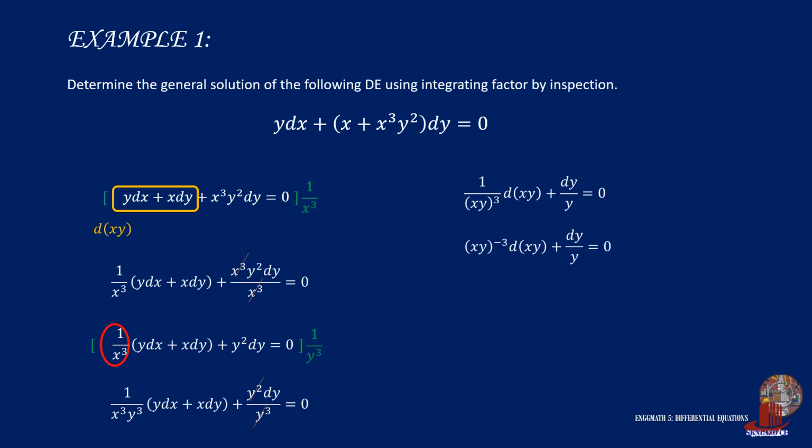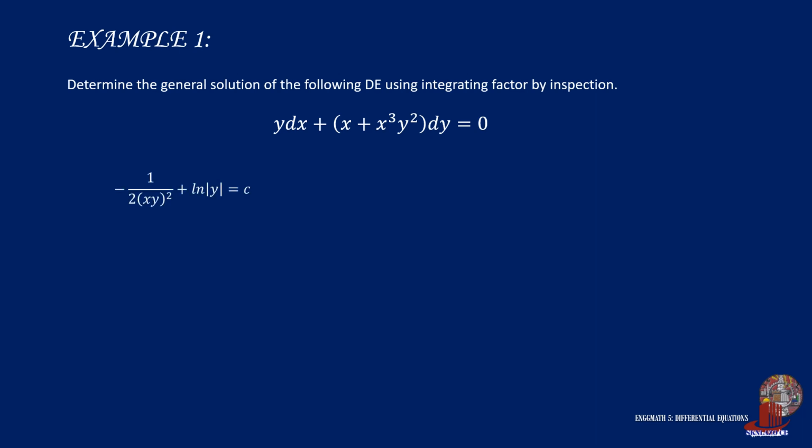So as not to get confused, let's simplify xy. If we let u equal to xy, the integral of u du is u squared all over 2. So the integral of the first term will be xy raised to negative 3 plus 1, and everything will be divided by negative 3 plus 1 or negative 2. The integral of dy all over y is ln y, and 0 will be c.